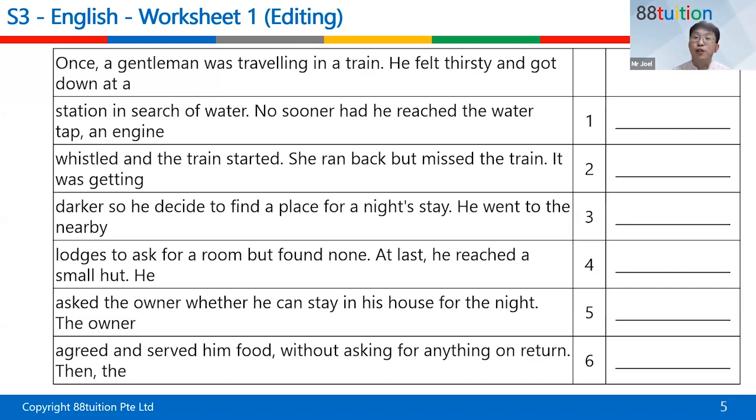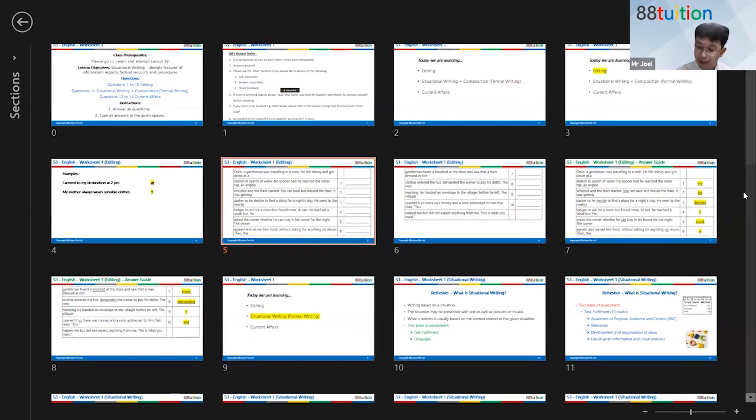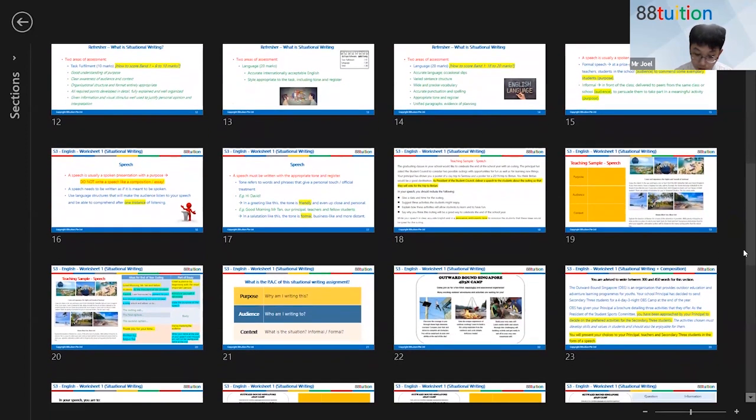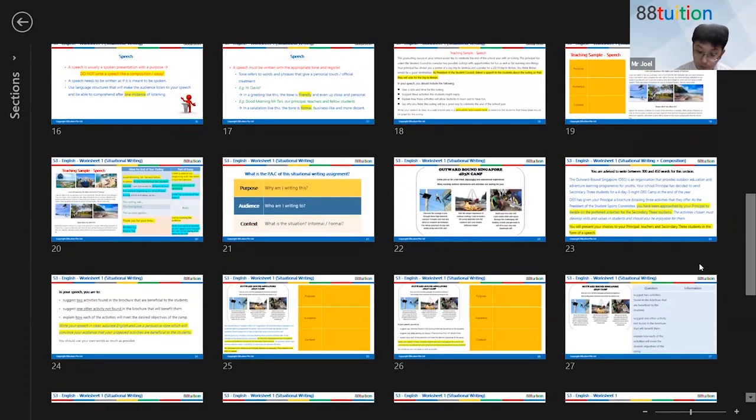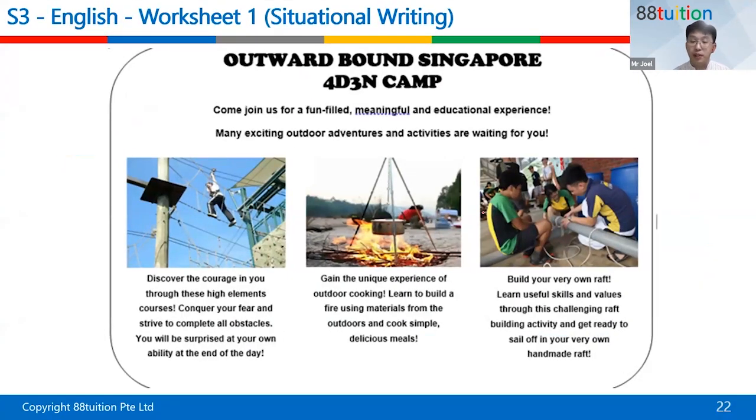Good. So for the 4 of you who are already done, I would like you to consider today's formal writing. I see that only TE has completed today's formal writing. So have a look at this. Let me find where the question is. Okay, there we go. This is the question. This is the poster.